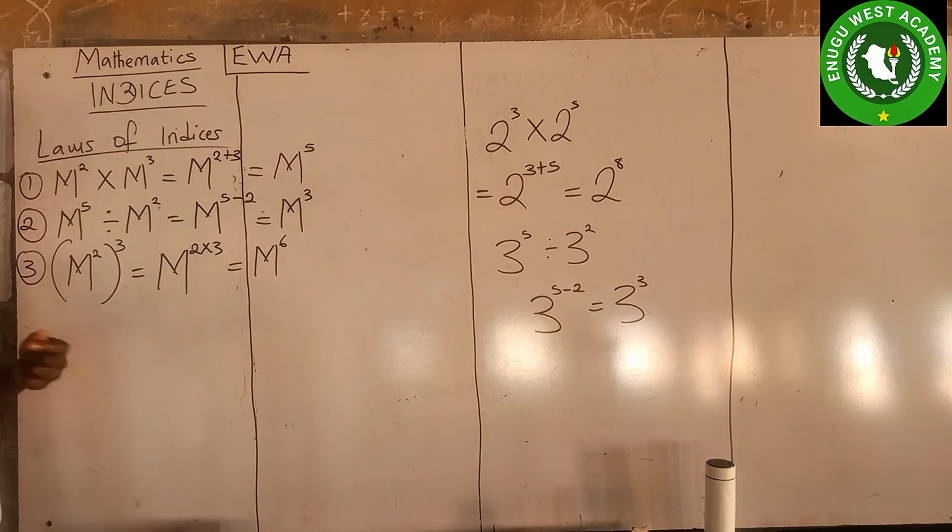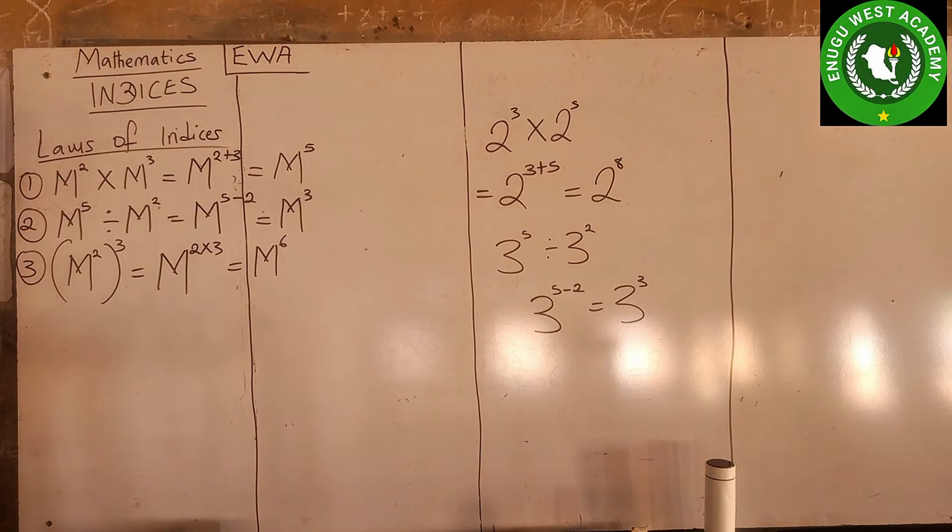So we call it the power law. Now, for instance, if you have 2 raised to power 4 raised to power 2. Once you open the bracket, you are going to have 4 times 2, which will give us 2 raised to power 8. We call it the power law.